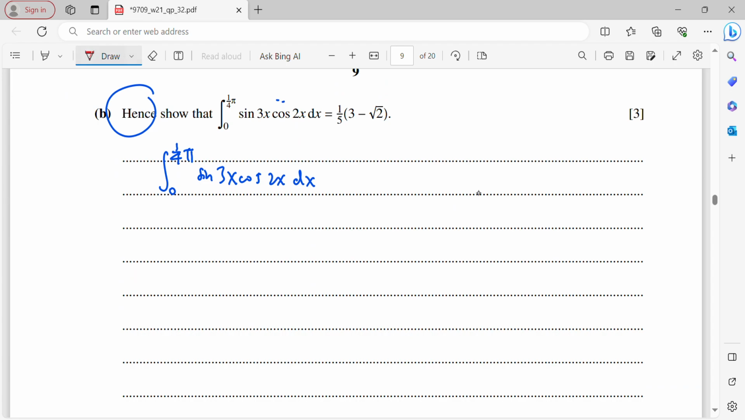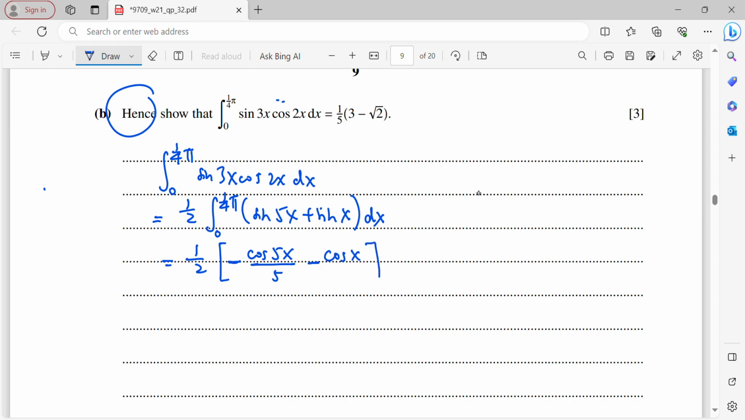So now I will change this to half of integration 0 to 1 over 4 pi of sine 5x plus sine 1x dx. I get it from the previous part. Then now we can easily integrate this. When you integrate sine 5x, it will be negative cos 5x, then divided by 5, because when you differentiate 5x, it is 5. And again, when you integrate sine x, it will be negative cos x. Limits from 0 to 1 over 4 pi.